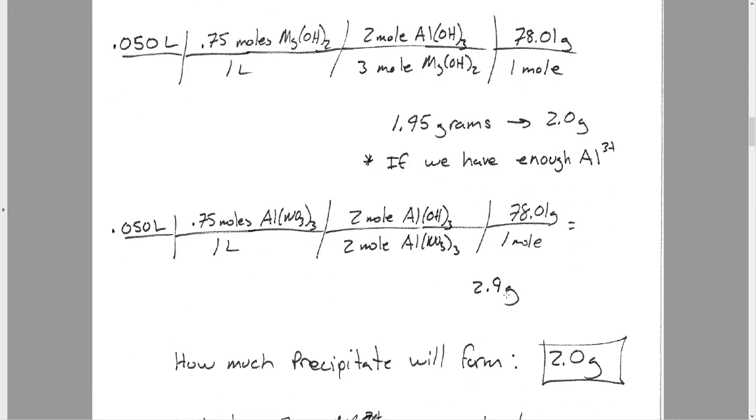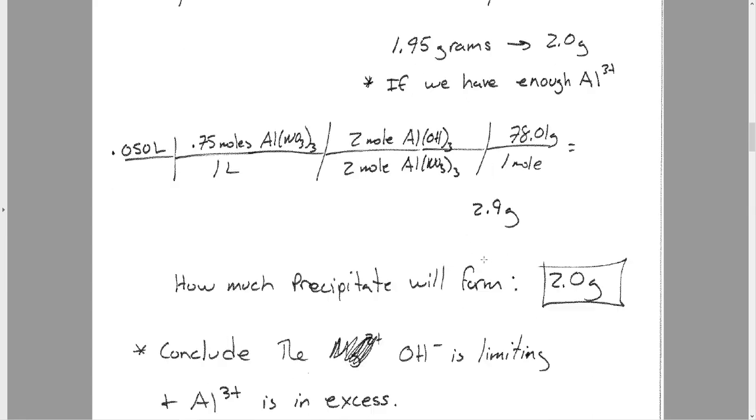So what we just figured out is, we have enough aluminum to make 2.9 grams of our precipitate, but we only have enough hydroxide to make around 2 grams of our precipitate. So the answer to the first question, what mass of precipitate will form, is about 2 grams, 1.95 grams to 2.0 grams, okay? We don't have enough hydroxide to get 2.9, okay?